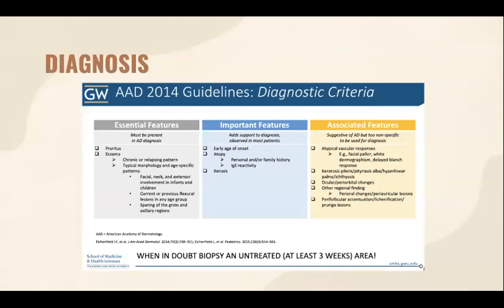Keratosis pilaris, pityriasis alba, hyperlinear palms, ichthyosis, ocular or periorbital changes, and other regional findings, including perioral changes, periauricular lesions, perifollicular accentuation, lichenification, and periorbital lesions. So these are all the features we discussed as supportive features of atopic dermatitis.